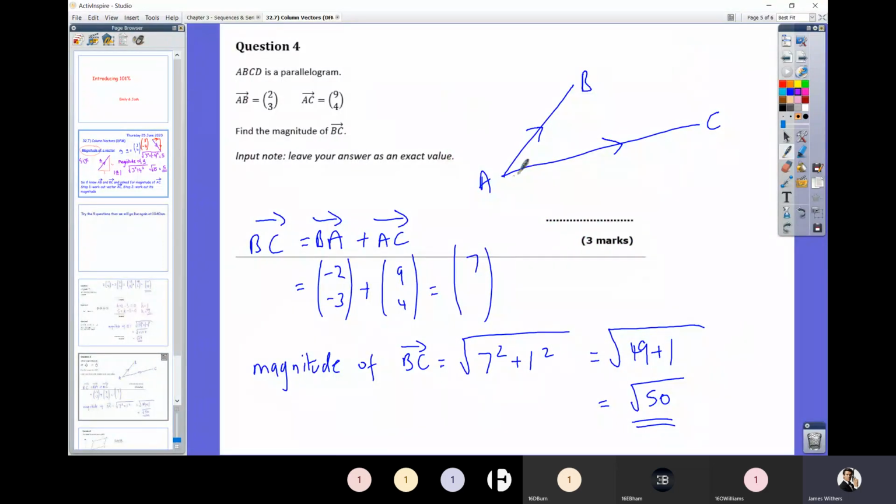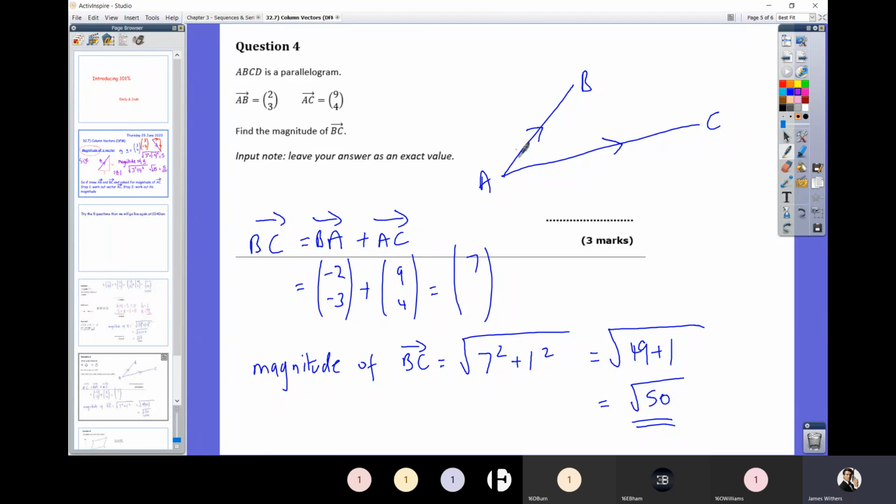Now, it's a really good tip, guys. When you get a column vector question like this, just do a little sketch to help you gather your thoughts. Okay, so going from A to B is the vector 2 along, 3 up. So that's about right. And going from A to C is about 9 along, 4 up. Well, I should have gone much higher up, doesn't matter. But A to C is over here.